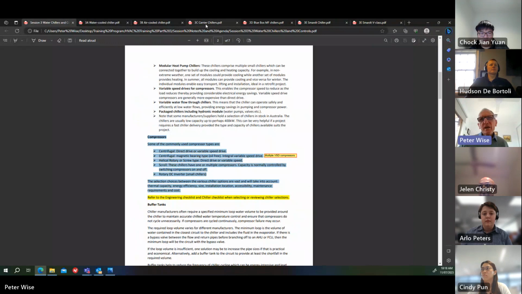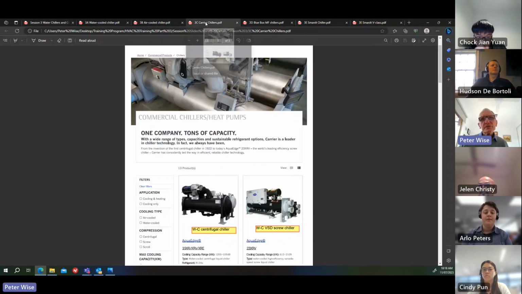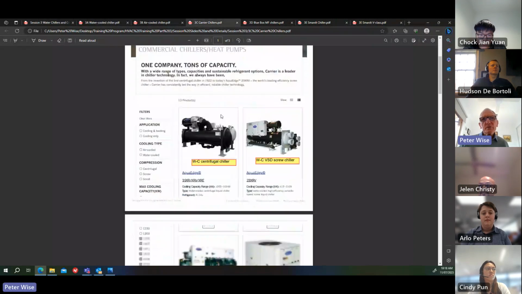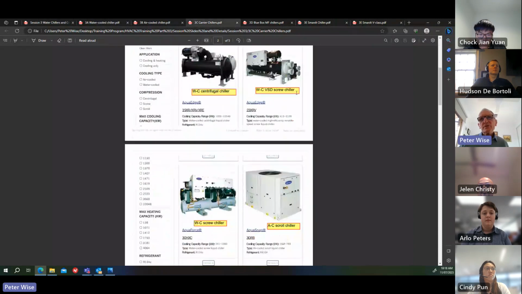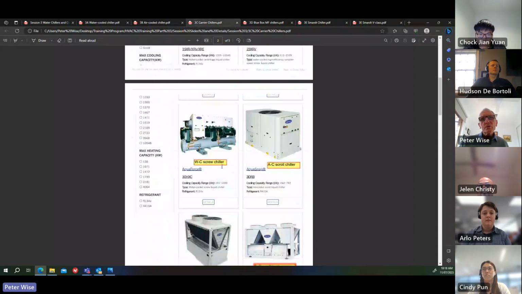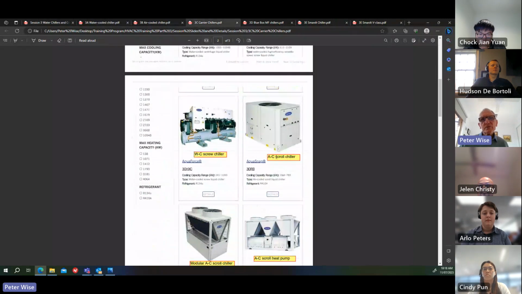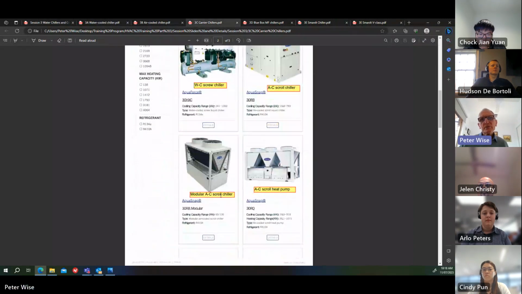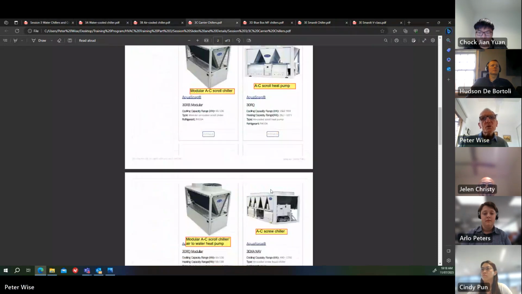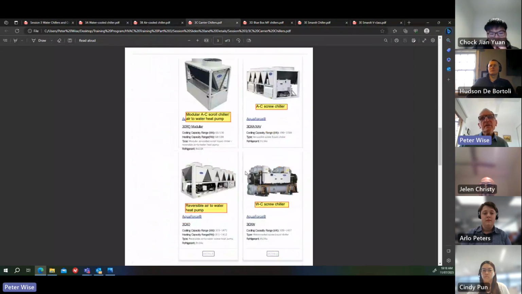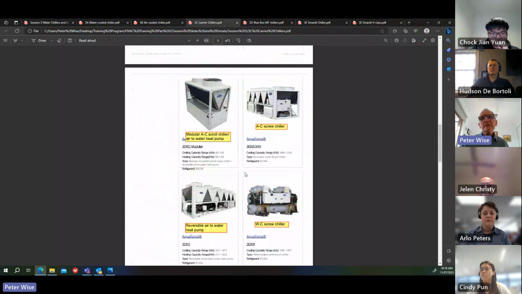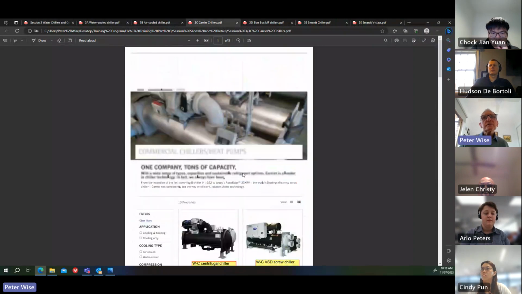This is from the Carrier website, and this is just a bit of a summary of the chillers that they've got available and the capacity ranges. So water-cooled centrifugal, water-cooled VSD screw chiller, water-cooled screw chiller, air-cooled scroll chiller, modular air-cooled scroll chiller, air-cooled scroll heat pump, modular air-cooled scroll chiller, air-to-water heat pump, etc., etc. So you can find that stuff online and have a look for yourself.